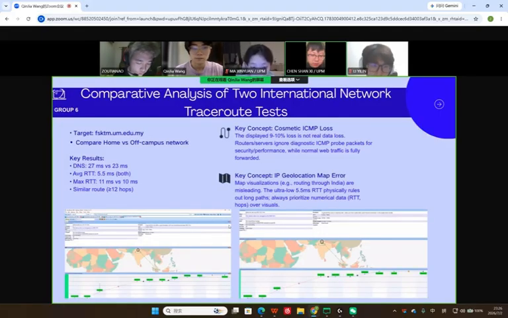Then we show our second experiment, the comparison between home network and off-campus network. We tested our university official website. Both networks have similar latency, routing hops, and DNS performance.